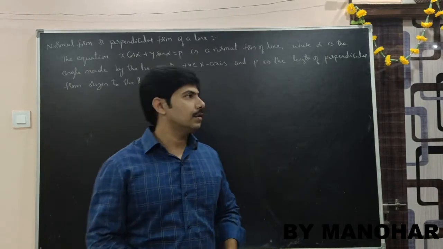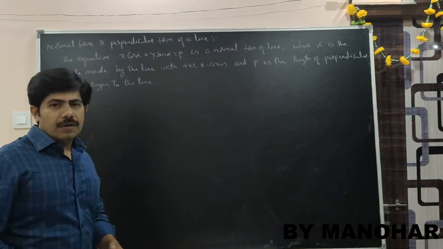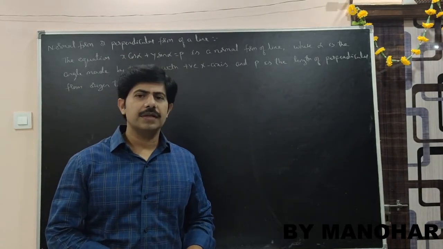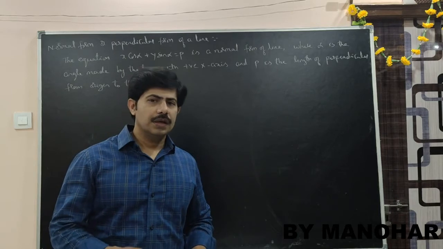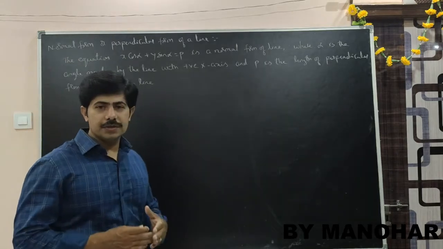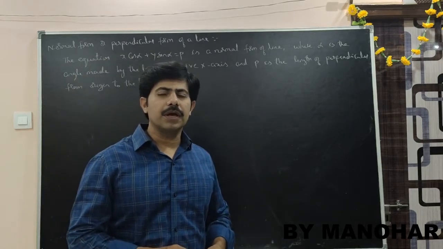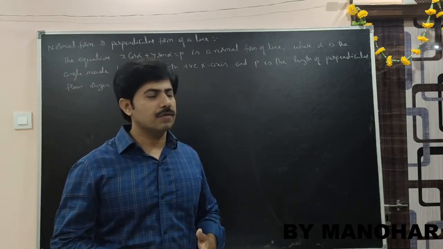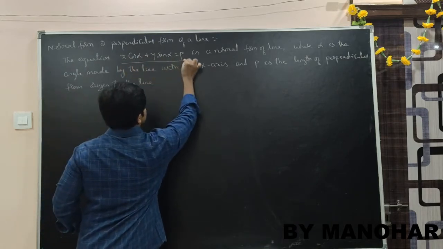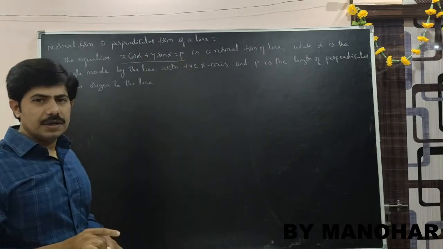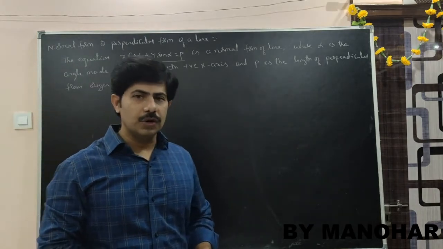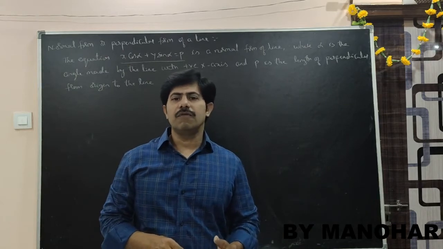So next is normal form of line, or perpendicular form of line. We already did intercept form of line and slope intercept form of line. Now we have one more form of line in straight lines, that is normal form, also called perpendicular form. So what is that? The equation x cos alpha plus y sin alpha is equal to p is the normal form of line.